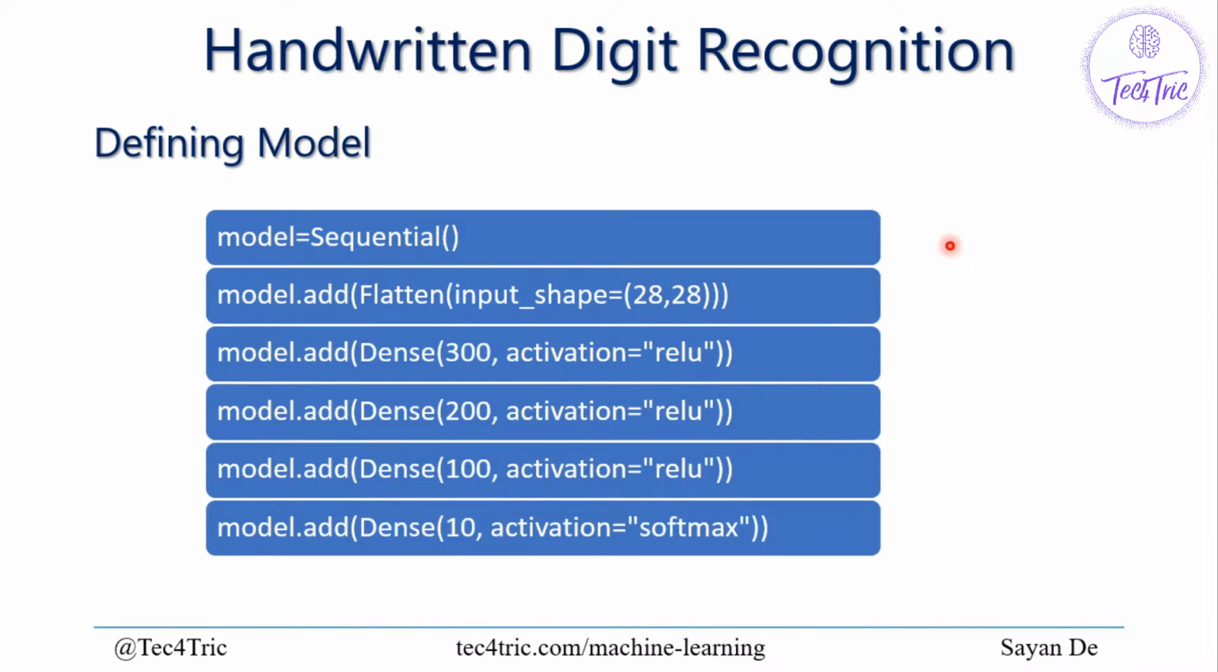Now let's define the model. We are using a sequential model from Keras. Basically, it provides sequences of layers. So first, we are adding a flatten layer with an input shape of 28 by 28. Basically, it will take the 28 by 28 data and flatten that into a one-dimensional array, which is going to be processed by the next layer. After that, we are adding 3 hidden layers, and these are the dense layers.